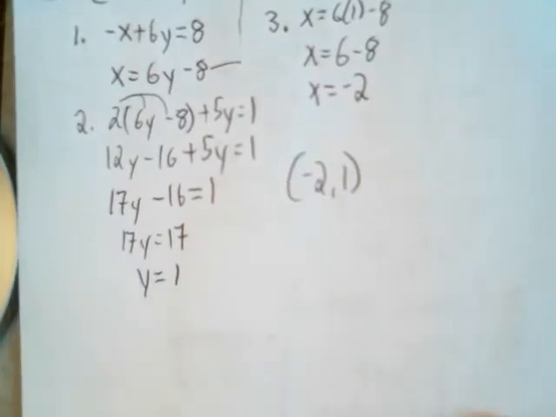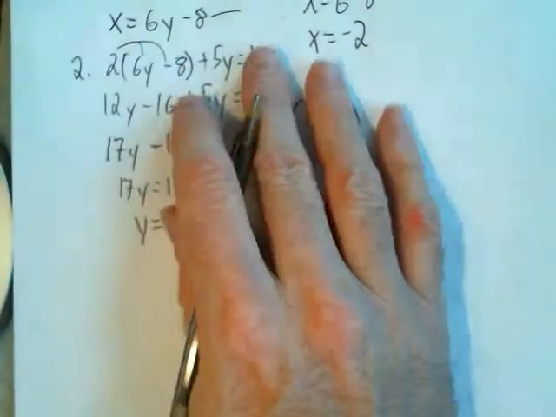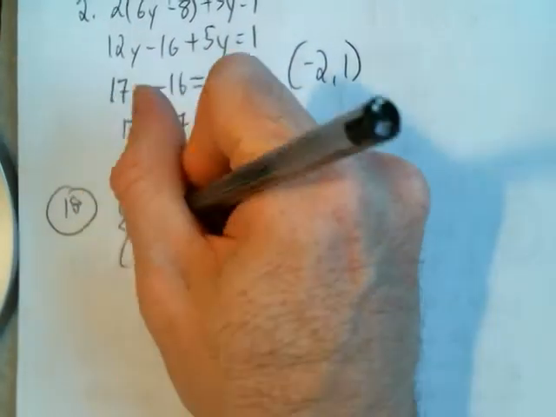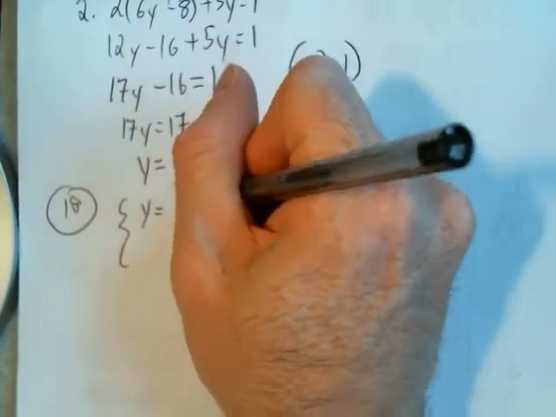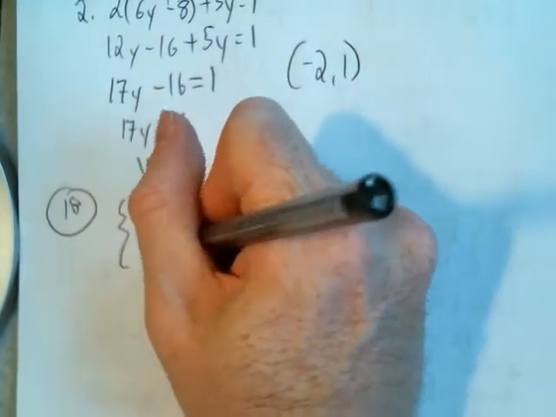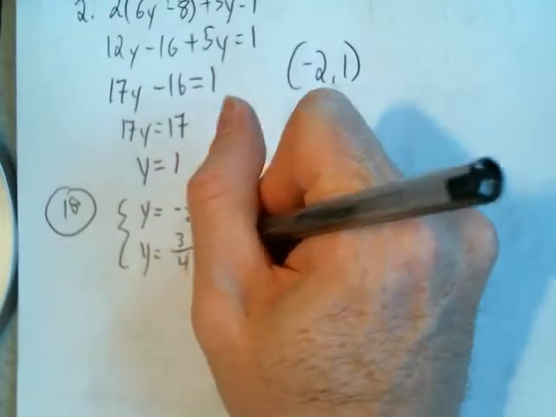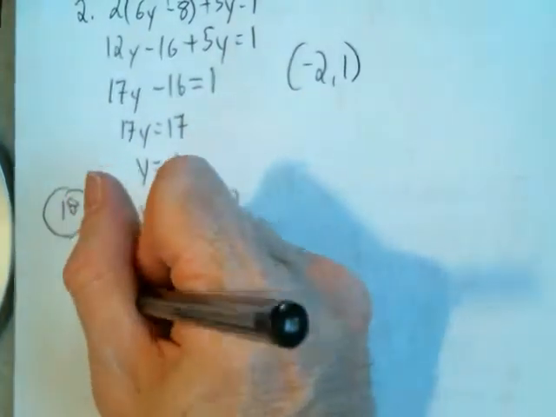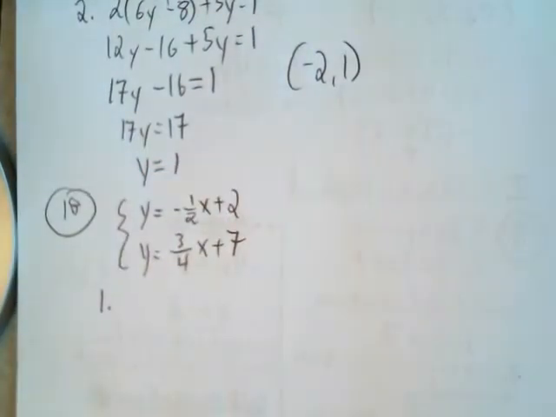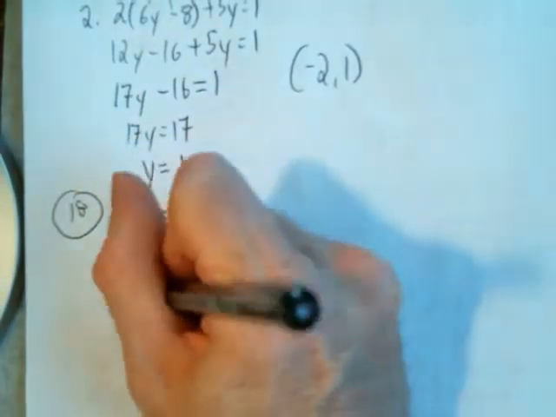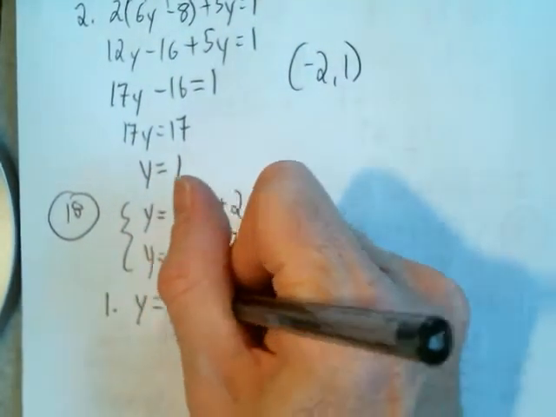All right, let's look at one where we have some fractions to deal with. So this is number 18. y equals negative 1/2 x plus 2. And then y equals 3/4 x plus 7. So step 1, we want to solve one of the equations for one of the unknowns. And we've already done that, right? Both equations are solved for y. You can pick whichever one you want. I'll just take the first one I see.